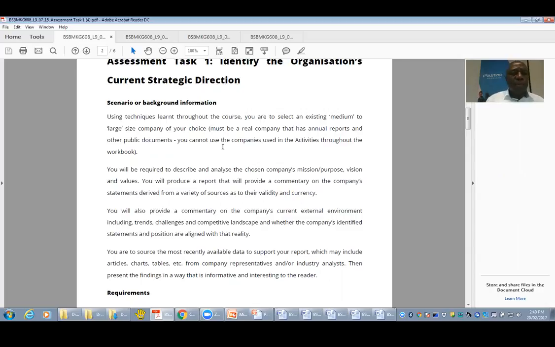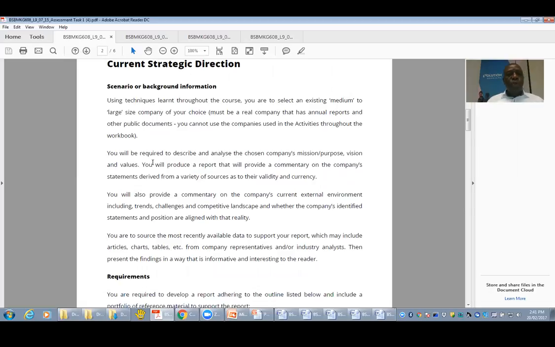So you might like KFC, but you need to find out: is KFC's mission statement available? Is there a vision statement? Do they have a marketing report or marketing objectives? Before you choose any company, go to the net, look for annual reports, read their websites and see whether it meets the requirements, because you'll be required to describe and analyze the chosen company's mission, purpose, vision, and values.